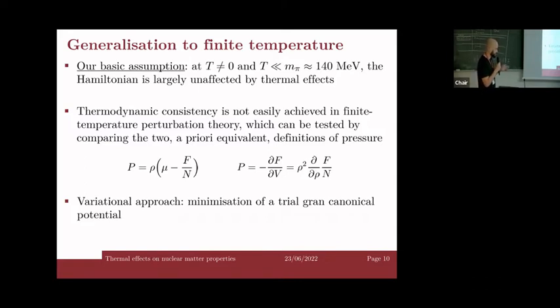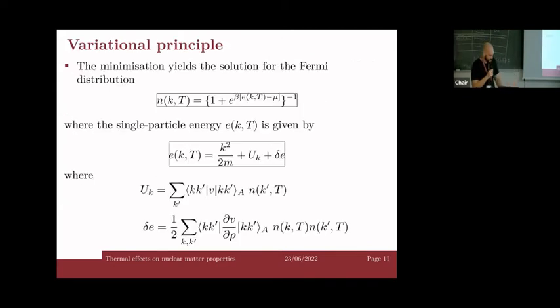And it's important to say that if we try to perform perturbative calculations of nuclear matter in the finite temperature scenario, sometimes we do not reach thermodynamic consistency. So instead of performing perturbative calculations, here we choose a variational approach. Our idea is the following. We have a grand canonical potential, and we minimize this grand canonical potential with respect to the Fermi distribution. That gives us the Fermi distribution, which is essentially the most important building block of our system at finite temperature. So that's the standard Fermi distribution that we know.